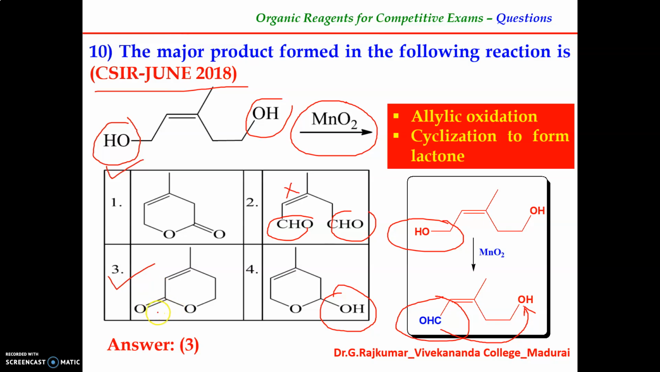In option 3, the keto group is to the left of the oxygen atom, and in the other option the keto group is to the right of the oxygen atom. Look at the product: the carbon from the aldehyde becomes the keto group, and here there is oxygen. With respect to the oxygen, the left-hand side should be the keto group, and hence option 3 is correct.